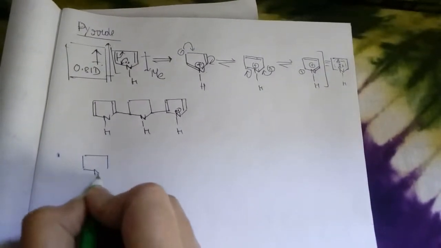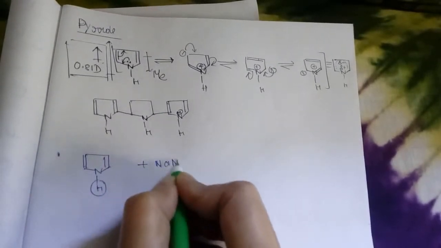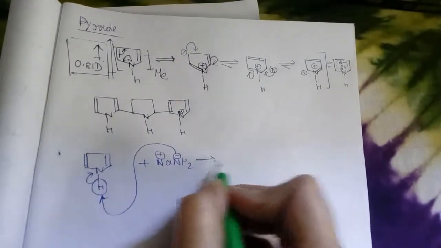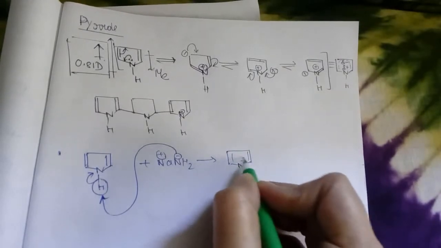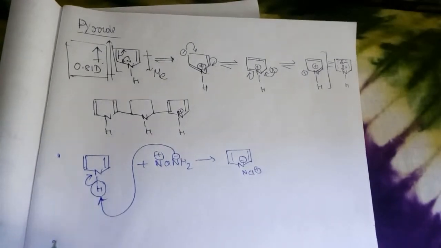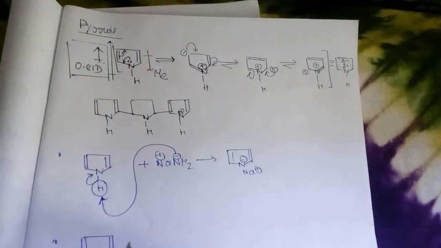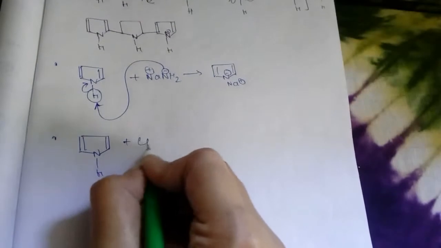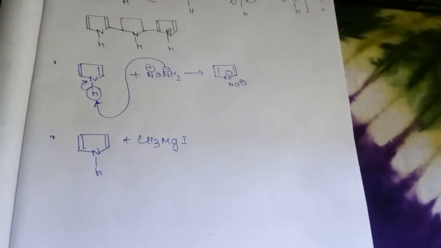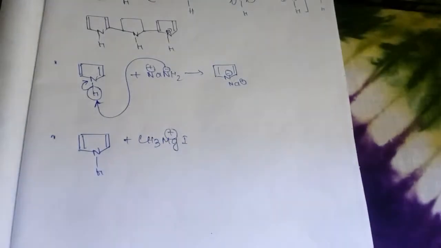This hydrogen of pyrrole is acidic in character, and in presence of any base like sodamide, it will capture it and a negative charge arises upon nitrogen. And in presence of CH3MgI, different compounds can be formed at different temperatures. CH3MgI is a Grignard reagent. This is an organometallic compound, and here Mg plus.